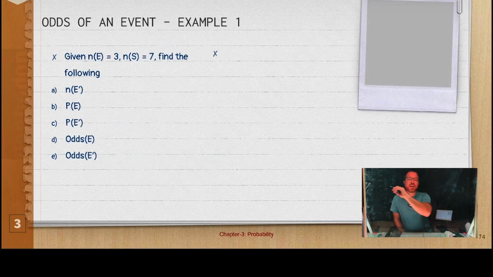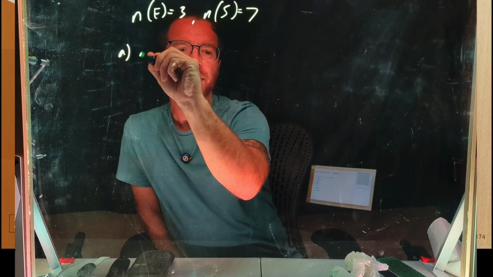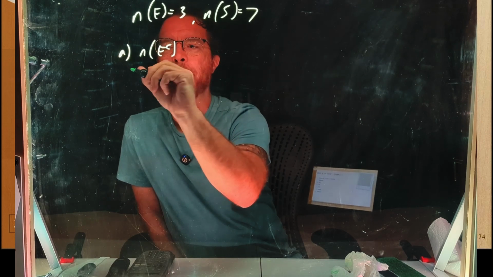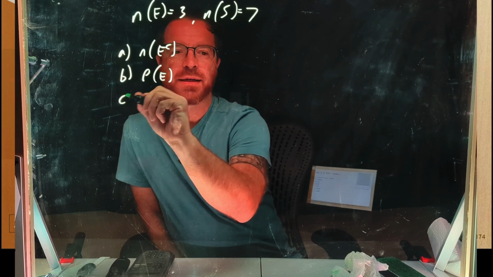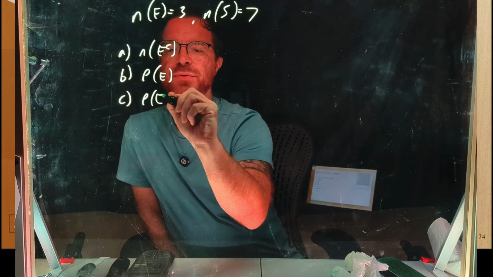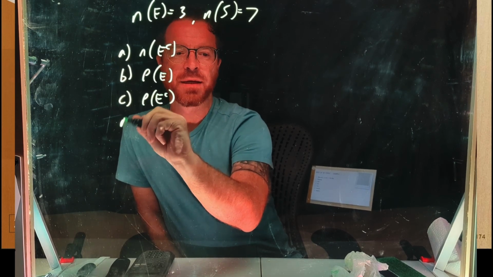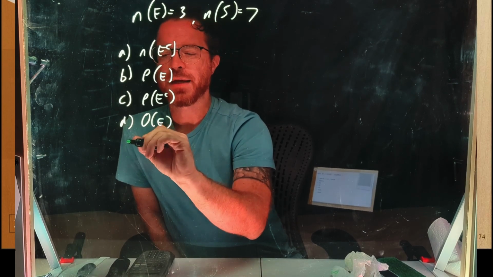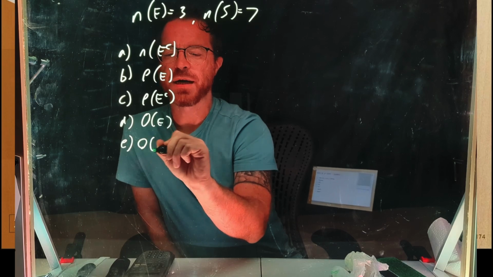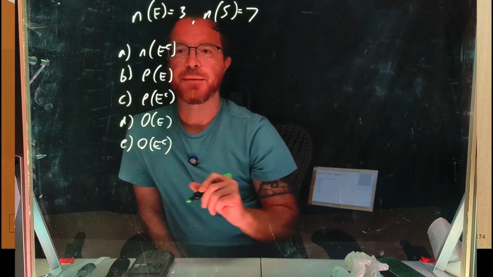So in this example, given that the number of our event E is going to be equal to 3, and the number of our sample space is equal to 7, we want to find A, the number of not E, B, the probability of event E, C, the probability of the complement of E, D, the odds of E, and E, again the odds, but in this case, of not E.